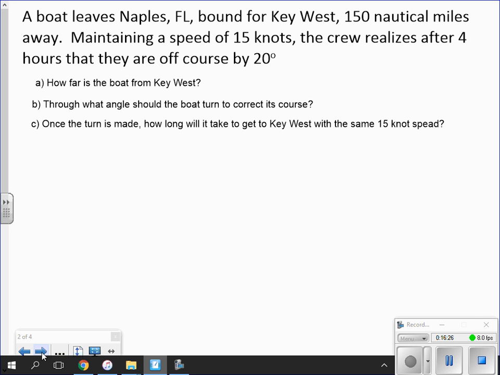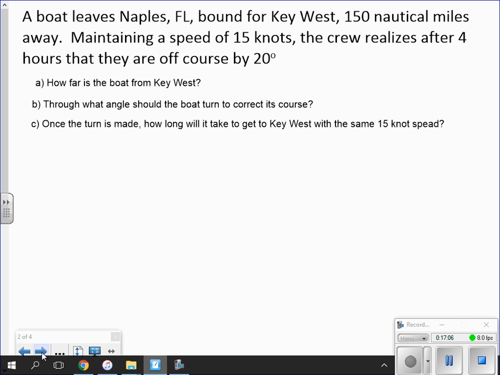Okay, navigation. A boat leaves Naples, Florida, bound for Key West, 150 nautical miles away. That's 150 nautical miles, called knots, maintaining a speed of 15 knots. The crew realizes after 4 hours they're off course by 20 degrees. How far is the boat from Key West when they realize their error? Through what angle should the boat turn to correct its course? And once the turn is made, how long will it take to get to Key West with the same 15 knot speed?